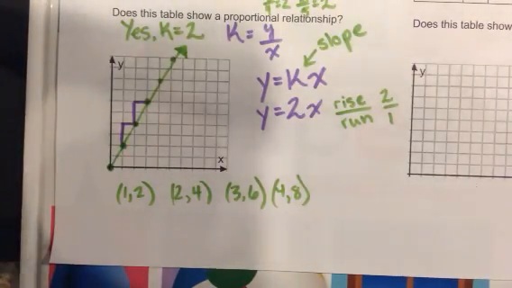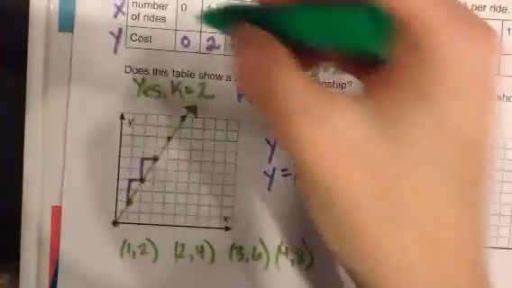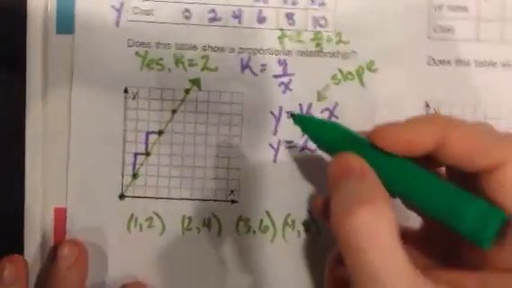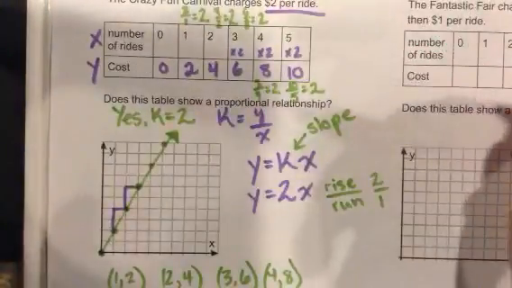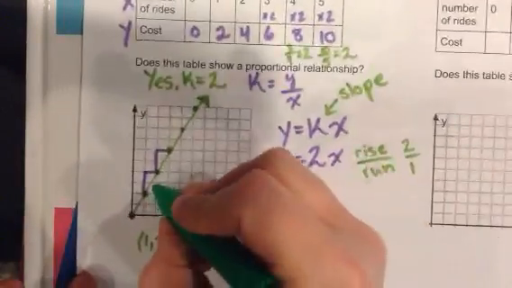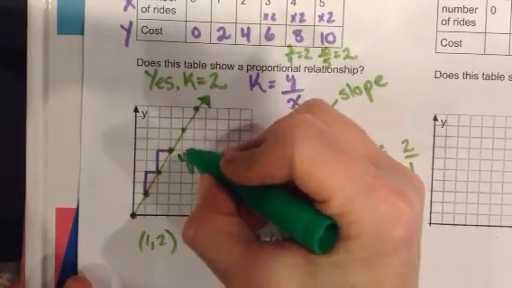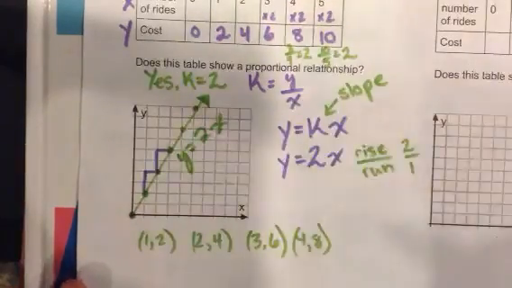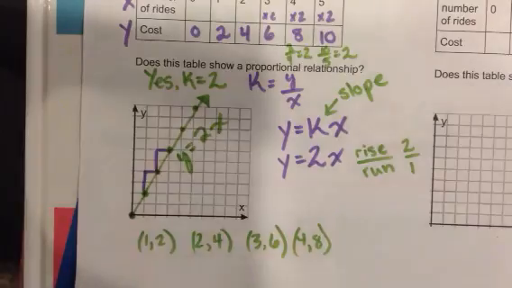Okay, so we had just finished graphing all this data from the table, and since the table had a constant, we were able to write this equation, y equals 2x. So beside this line, I want you to write y equals 2x. That is the graph that fits that line.